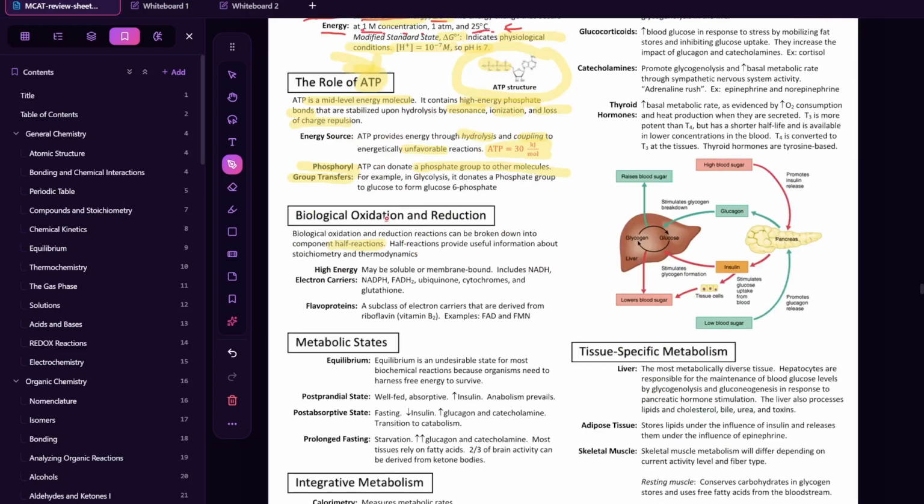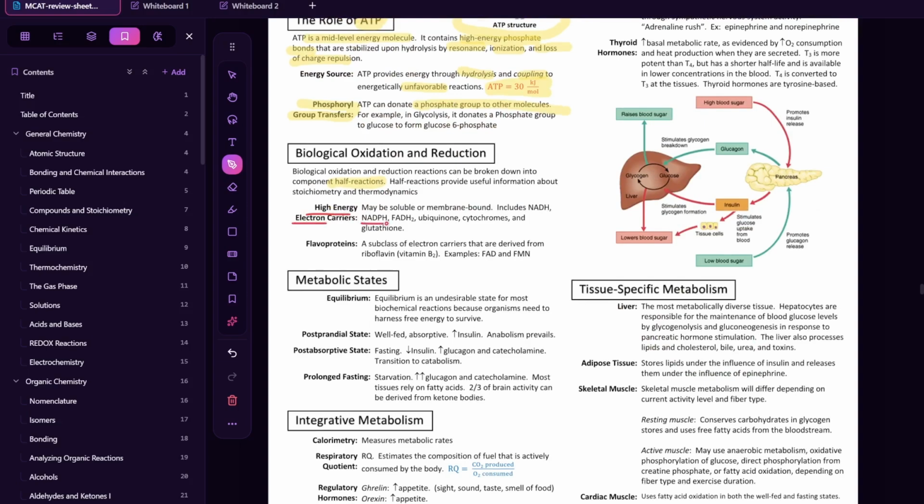Remember, we introduced the high energy electron carriers: NADP, FADH, ubiquinone, cytochromes, glutathione, and NADH here. All of these are able to carry high energy electrons, which is why we call them high energy electron carriers. Flavoproteins are a subclass derived from riboflavin, vitamin B2, and you can name them FAD or FMN. You'll meet FMN again later on. All of these play roles in your biological redox reactions.